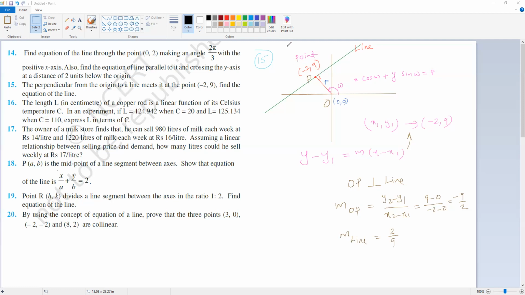So the equation, now you can say the equation is y minus y1 is equal to slope into x minus x1. The slope is 2/9. X1 is -2, so x minus minus, that is x plus 2. Okay, so that is the equation. Simplification you can do.